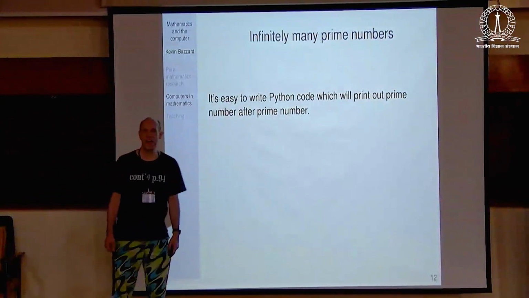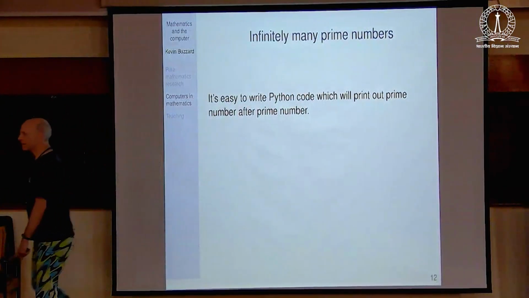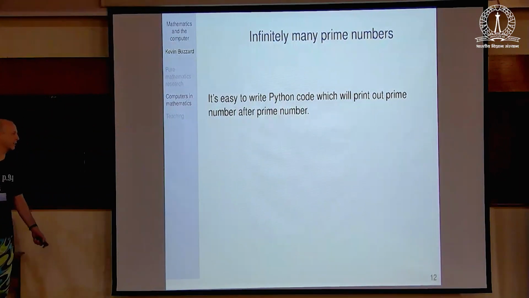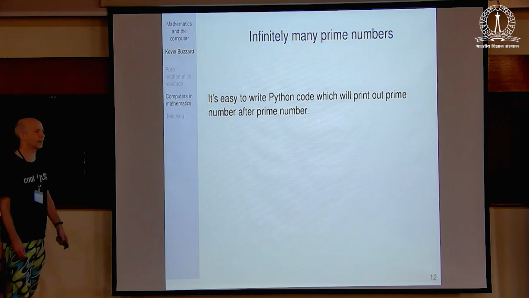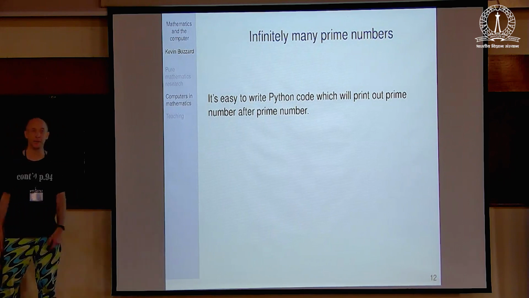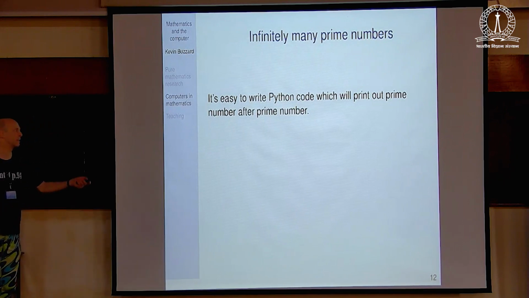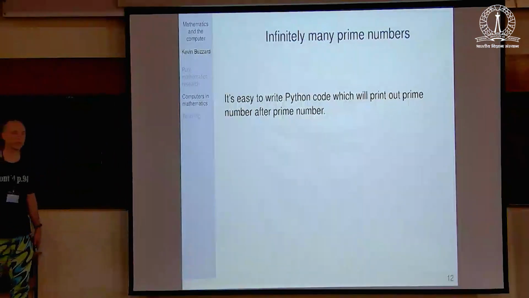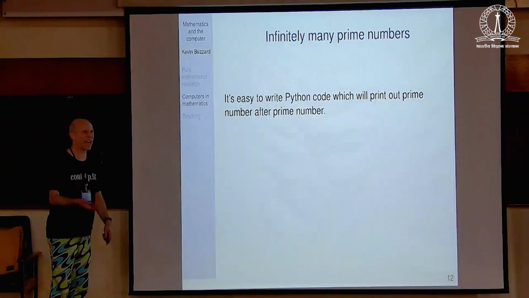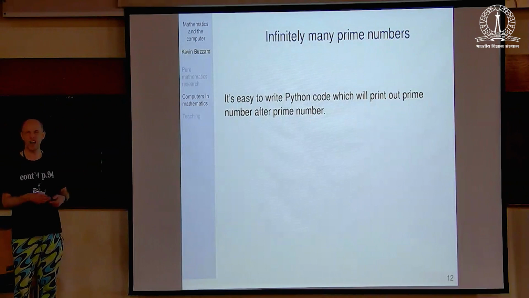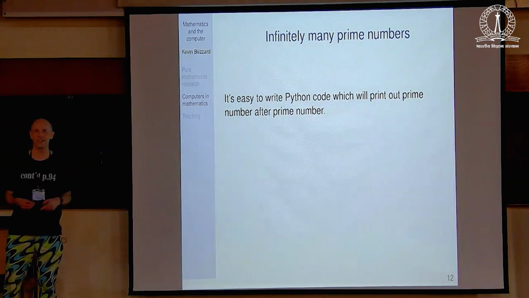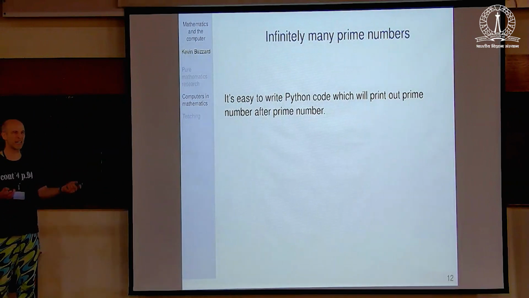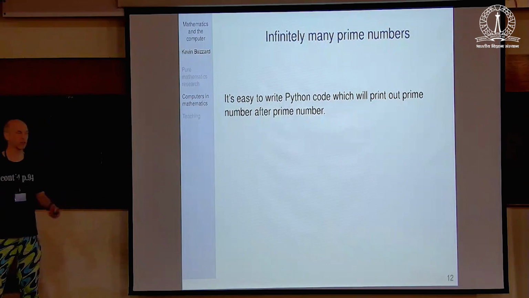So how are we going to prove that? Well, hopefully I've drummed it into you that we can't prove that by doing a computation, right? We can't write Python code that will prove there's infinitely many prime numbers. What we can do, though, is write Python code that will just print out prime numbers. We can just work out some test. A number is prime if it doesn't have any factors which are less than it. You can't break it up into a product of two smaller factors.